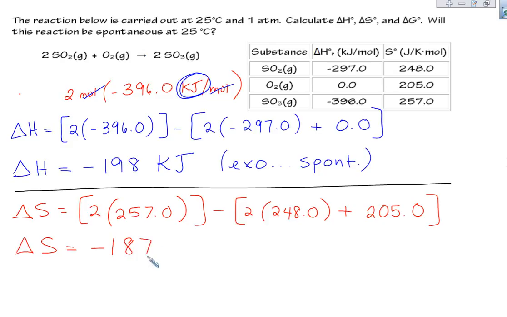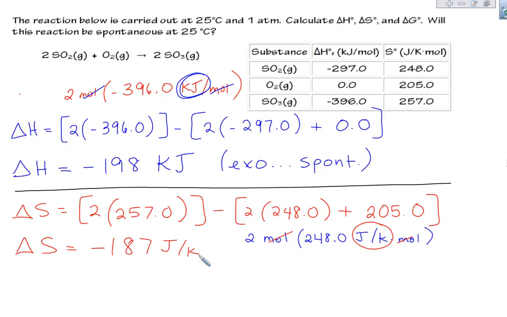And now for the unit. Again, if I were to take a little snapshot here, this is 2 moles, and this 248.0, that's units of joules per Kelvin mole, or sometimes they'll say mole Kelvin. So if I cancel some of these terms, moles and moles are out. So my final unit is joules per Kelvin.